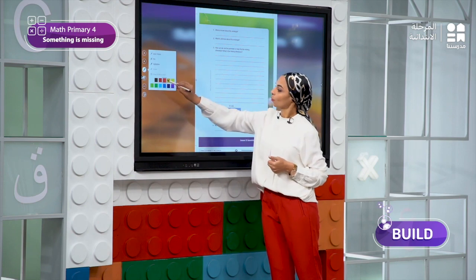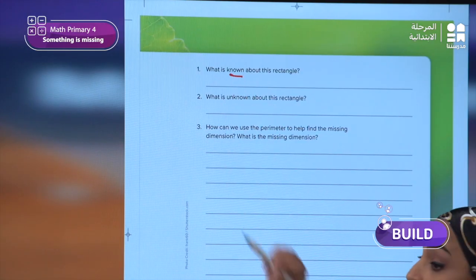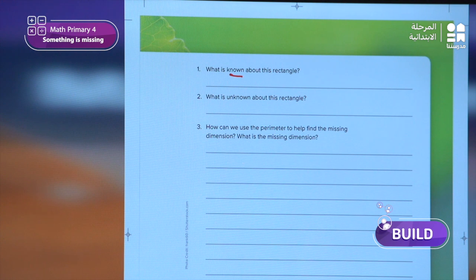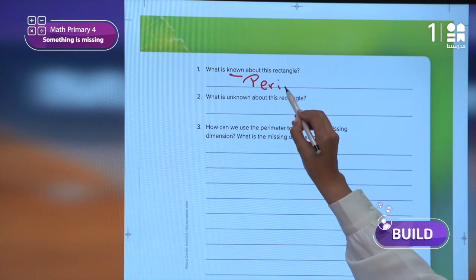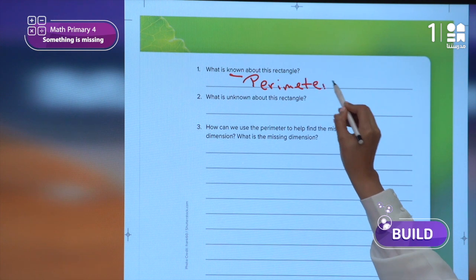As you see here, what is known to us? Yes, perimeter and width. So what is known to us is the perimeter and width.